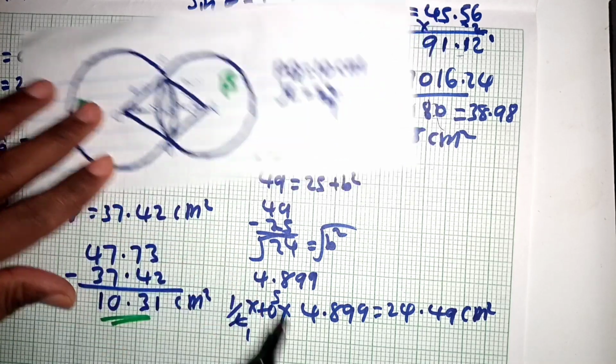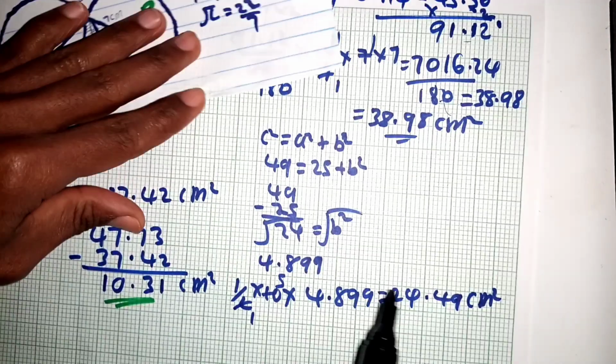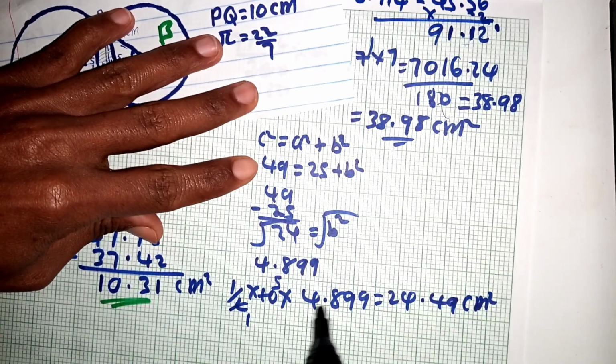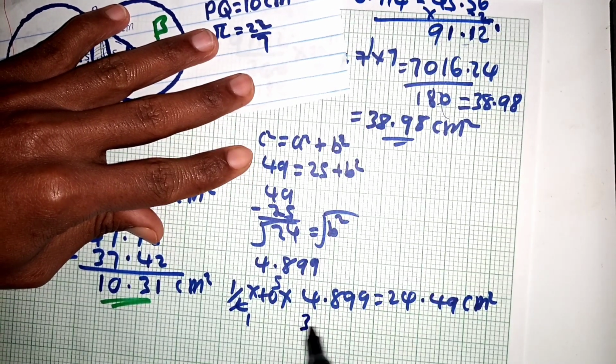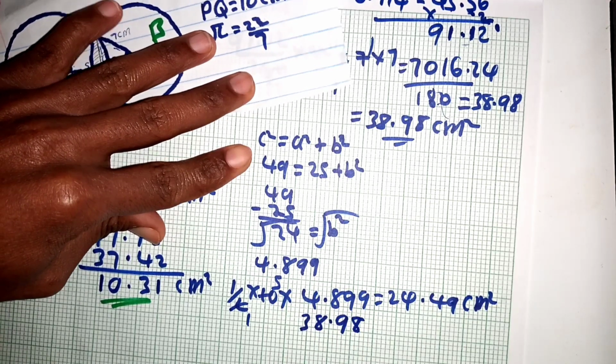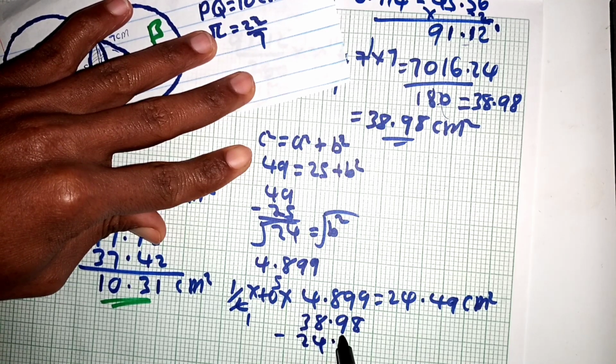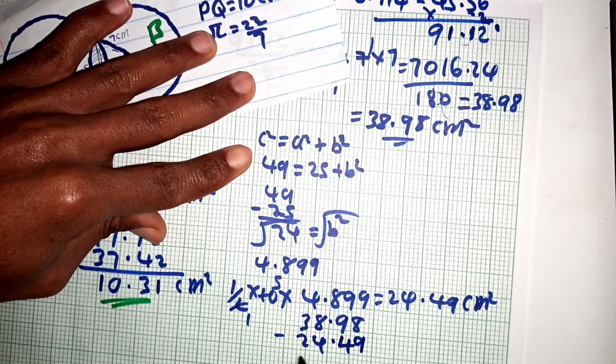O2PQ. So let us now find the difference between this and this, and that will be the area of the segment. So we have 38.98 minus this one here, minus 24.49.